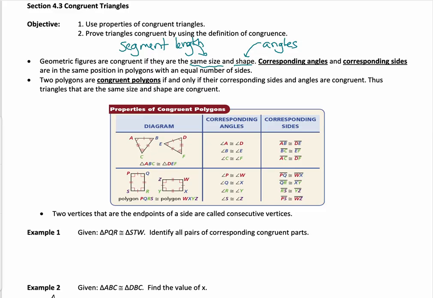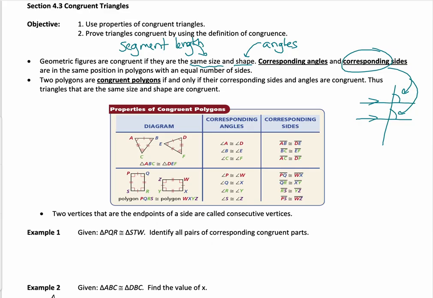In order to talk about this more specifically, we have to introduce a couple terms: corresponding angles and corresponding sides. Now, we've seen this word corresponding before when we've talked about the corresponding angles postulate, right? If we have two parallel lines, and we have two angles in the same position, then we have this notion of corresponding angles. But that's not quite what we mean when we're talking about congruent triangles or triangles that we're comparing.